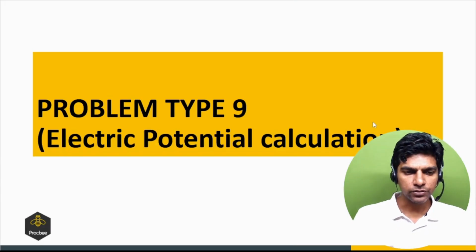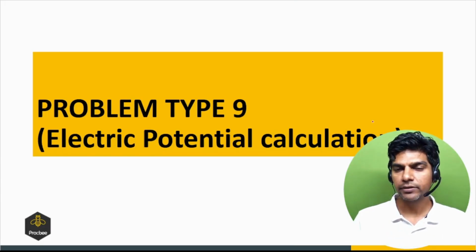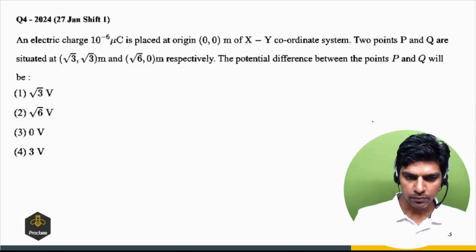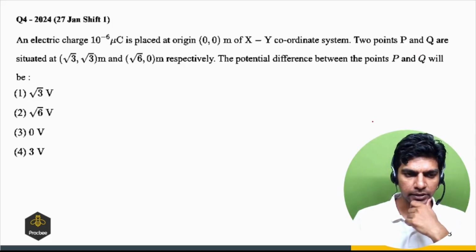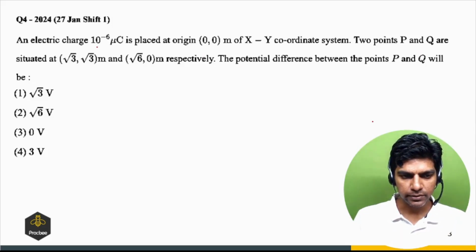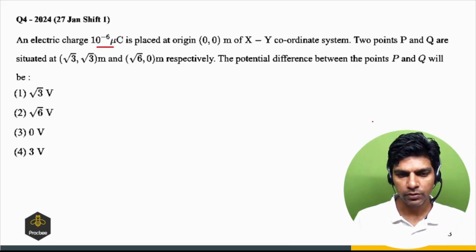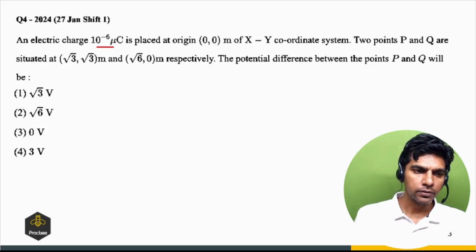Right. So now let us see the next problem type, which is where we need to find the electric potential. So let us see a question based on that. An electric charge of 10 raised to the power minus 6 microcoulomb is placed at the origin, which is 0, 0 in the xy plane, and 2 points P and Q are situated at root 3, root 3 and root 6, 0. The potential difference between the points P and Q will be. Right. So let me first draw the diagram.